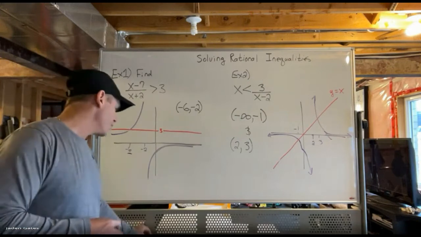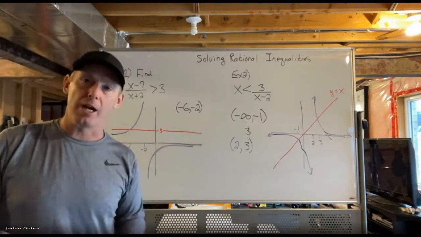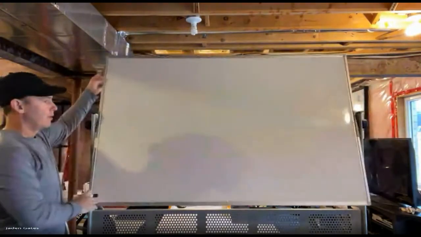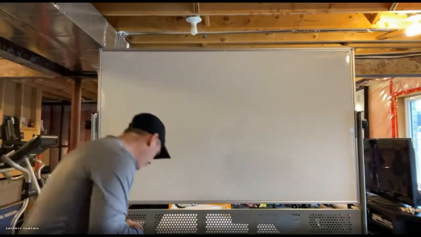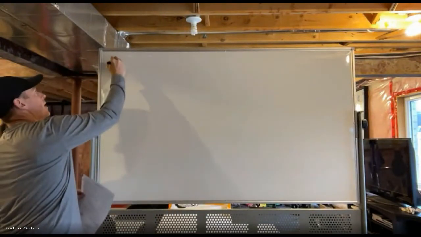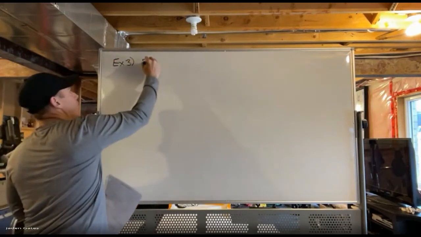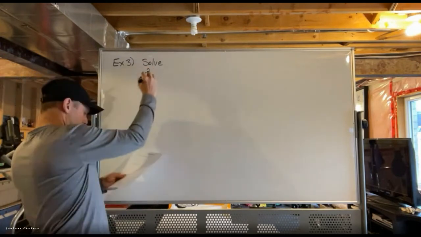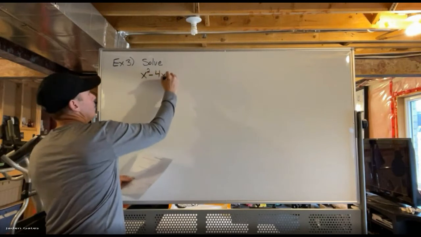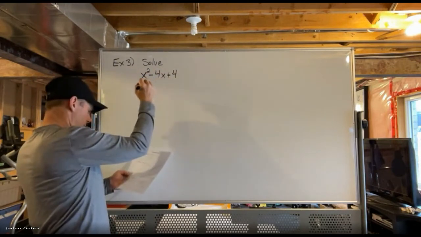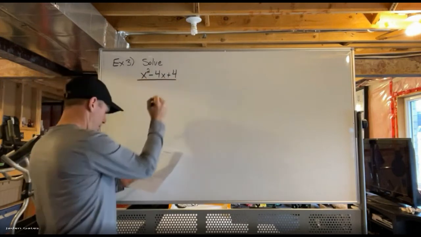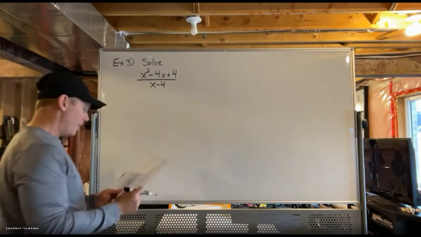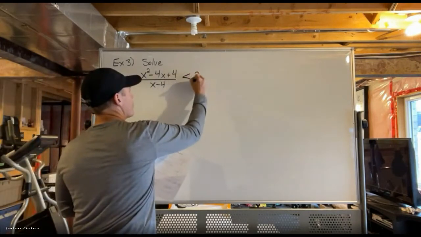Now what we're going to get into is how do we solve these things algebraically? All right, so we get to example 3, where we're going to solve the inequality (x² - 4x + 4)/(x - 4). I want to know when that rational expression is less than just 2.